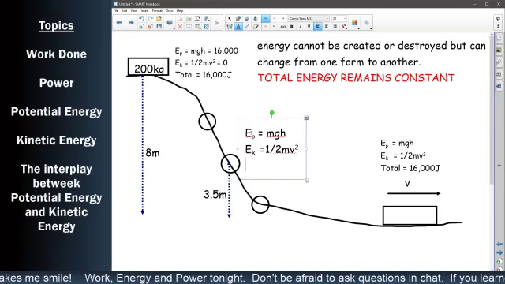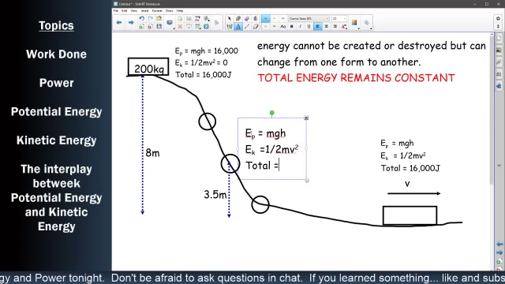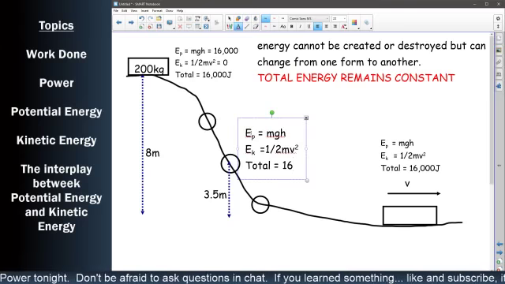And in very large red writing right above this, it says the total energy remains constant. So it doesn't matter where I am on this slope, the total energy is equal to 16,000 joules.